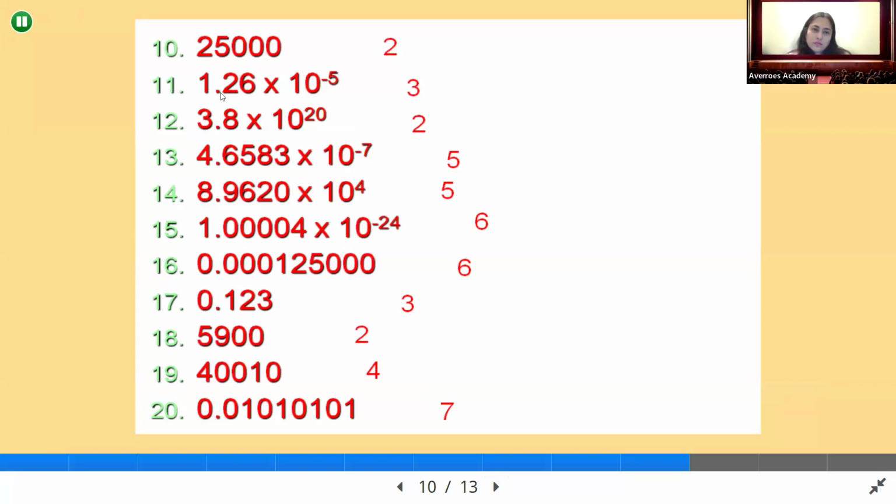Here we have number 11, scientific notation, 1.26 times 10 to the power of -5. We'll just look at 1.26. That's 3 significant figures. Let's look at number 13, 4.6583 times 10 to the -7. All of those are non-zero digits, the 4, 6, 5, 8, and 3. So that's 5 significant figures. Number 16: all the zeros before the non-zero digit are insignificant. So that 0.000 we just scratch off, and then the rest are significant. So the 1, 2, 5, 0, 0, 0. So we have 6 significant figures.